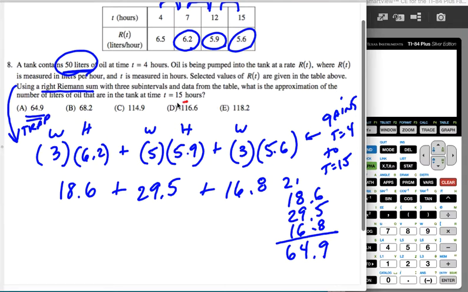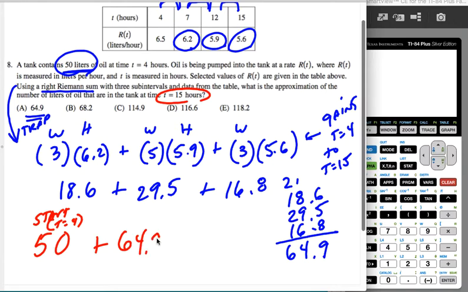So the total amount at 15 hours is the 50 that was there at the start, when t was 4, that was the start they gave me, plus the 64.9. So that's going to be this guy right here. That should be C. So again, A was a trap where you did all the math right, but you just didn't read carefully.